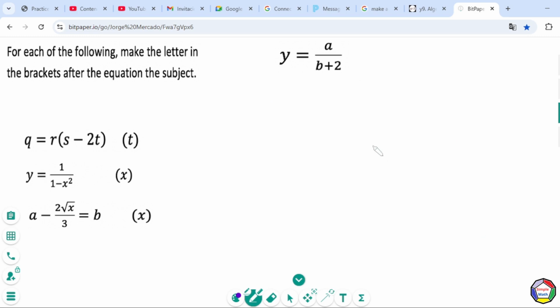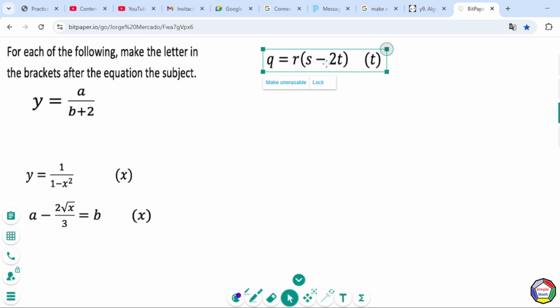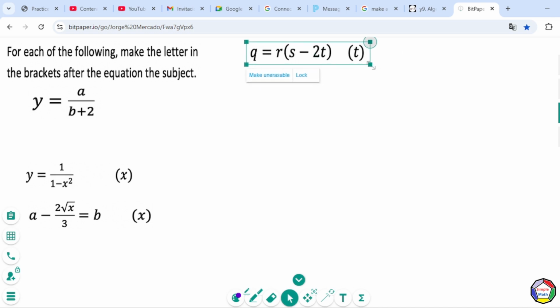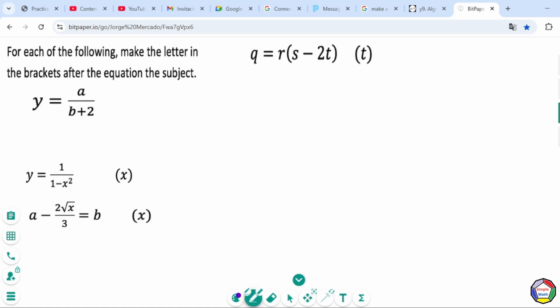The next equation, or the second one. This is the first, this is the second. Let's do it. We have to make the letter t the subject. So, same situation. If you see, r is multiplying the whole parenthesis. So I will take r and move it to the other side. How? Dividing. So we have that q over r is equal to s minus 2t.